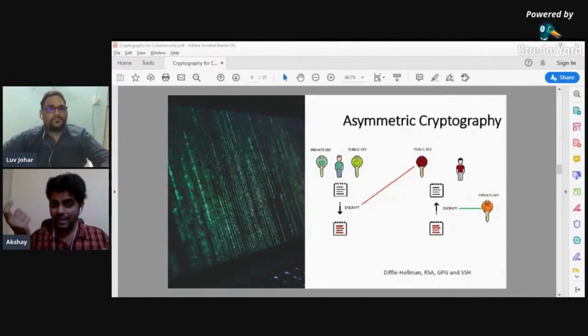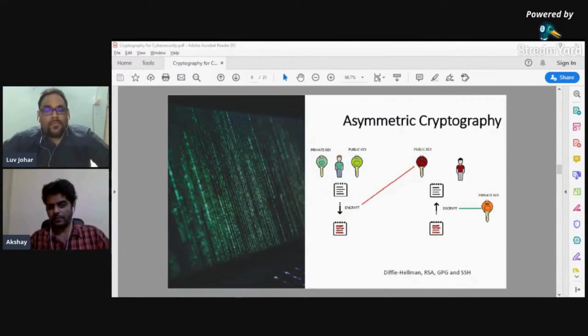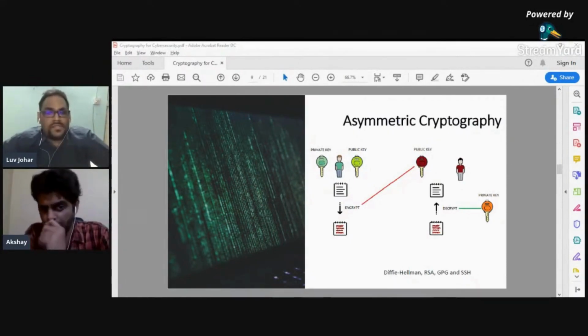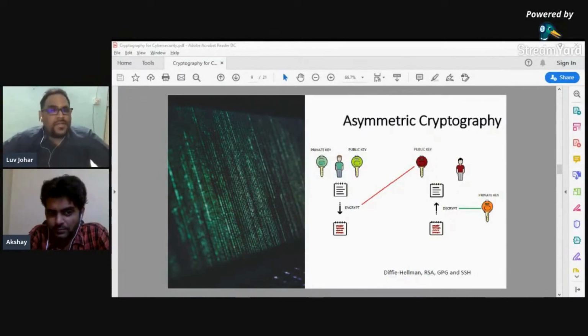How is it different from encryption? Okay, I hate to interrupt you, Akshay, but I think a couple of questions are coming up. First is from Trisha Srivastav. She's asking, how do we use symmetric encryption in TLS?